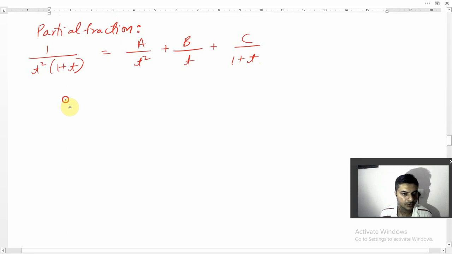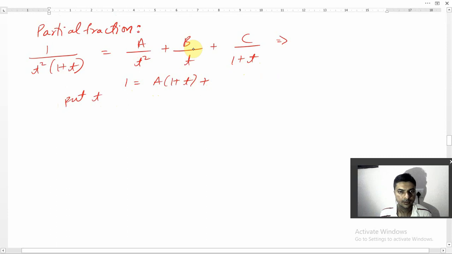So to find a, b, c, I'm going to put the first t value, or just simplify this. That implies this, you will get 1 is equal to a into, t square is there already, so I'm just going to take 1 plus t.